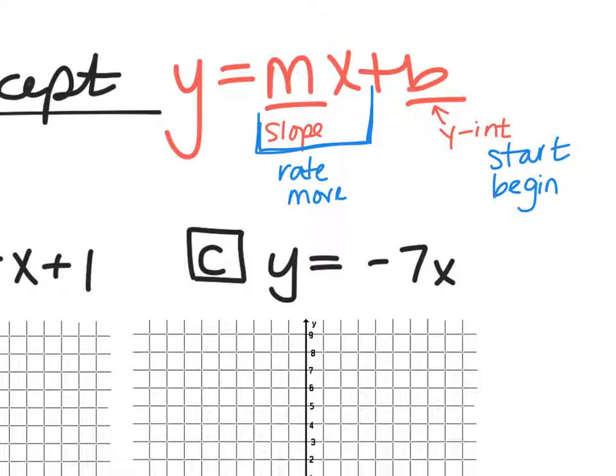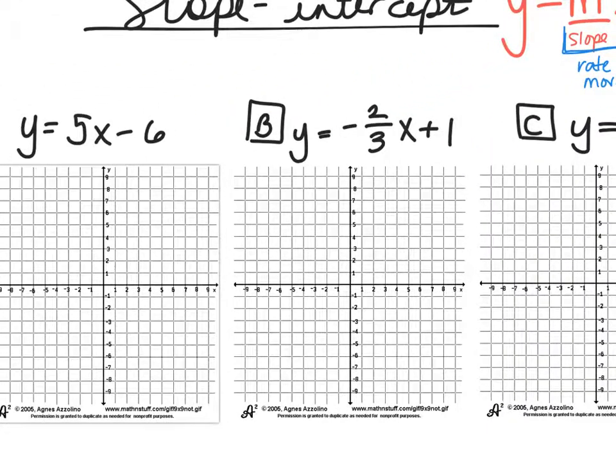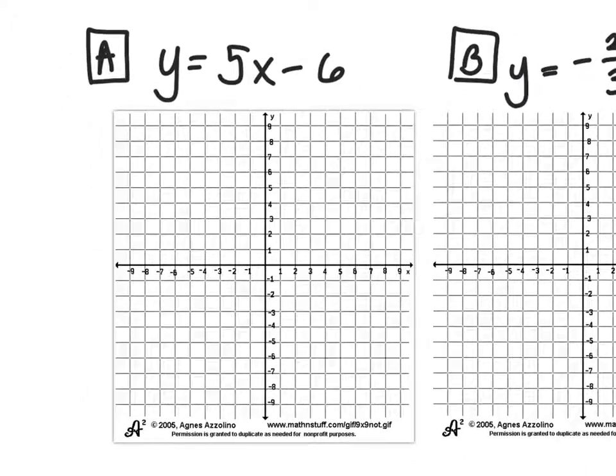So let's look at what this looks like in progress. I've got 3 examples for us. If we look at example A, my y-intercept is -6. That's where I'm going to begin. So I'm going to plot -6, and we said y-intercept, so that's going to go on the y-axis. And then I'm going to plot a slope of 5.